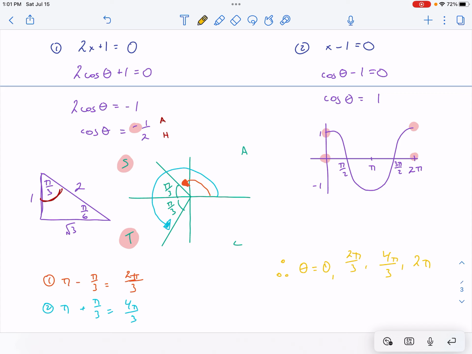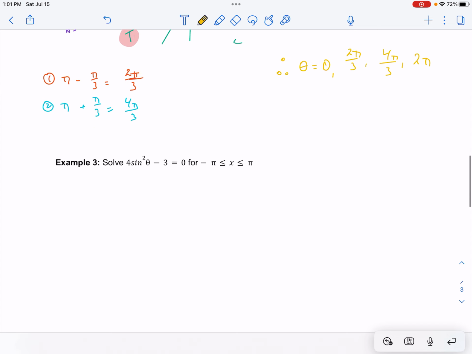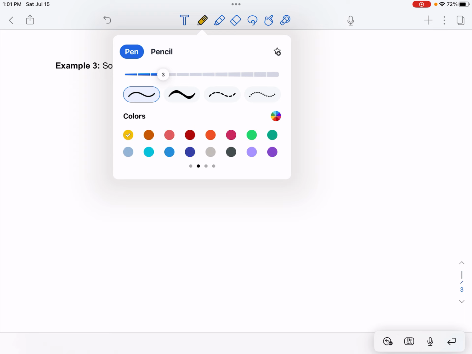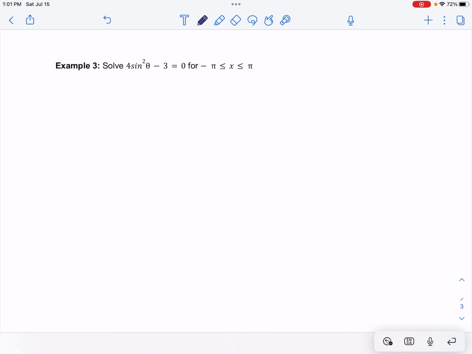Okay, let's do one last example here. Again, where we need to factor. We are asked to solve 4 sine squared theta minus 3 is equal to 0, and we're on a weird interval. We're on the interval -pi to pi. So we've got to keep that in mind as we find our solutions here.